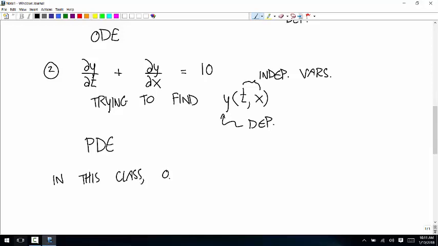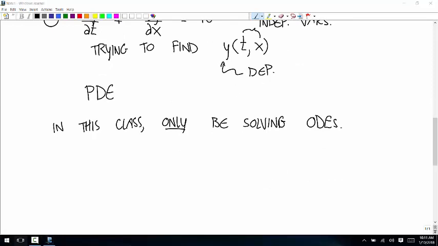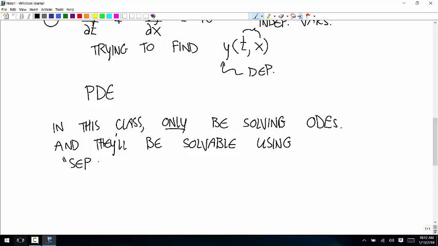In this class, we'll only be solving ODEs. That's good news. Besides that, we're only going to be dealing with ODEs that you can solve with one solution method, sort of the simplest solution method. So that's more good news. Only solving ODEs, and they'll be solvable using separation of variables.